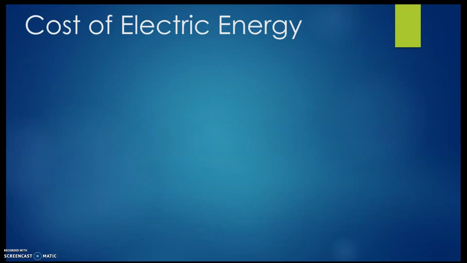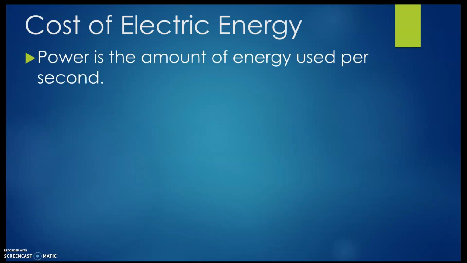Now, the next thing that we want to look at, and the very last thing, is how much this electric energy costs. We looked at power. A lot of times, especially on light bulbs and things, they'll have a power rating. And from that, you can figure how much electricity costs. Power is the amount of energy used per second, so the rate that the energy is used and transformed into another type of energy.